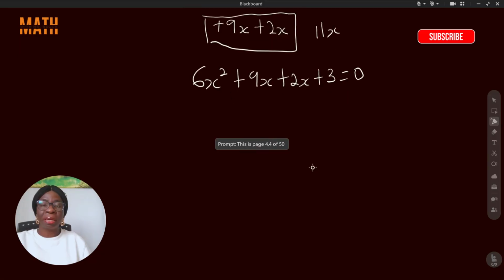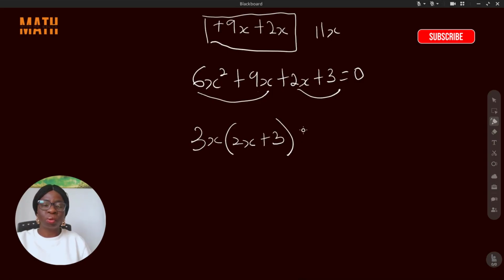Then we group them in 2, so that we group these 2 together and group these 2 together. What is common to both? What will go in both? 3 will go in 6, and it will also go in 9. 3 in 6 is 2 times, so we have 3. Let's bring 3 out. x will also go in both. We have 3x, then we have 2x here, then plus 3. And then here, nothing goes in both except 1. So we have plus 1, then we have 2x plus 3.